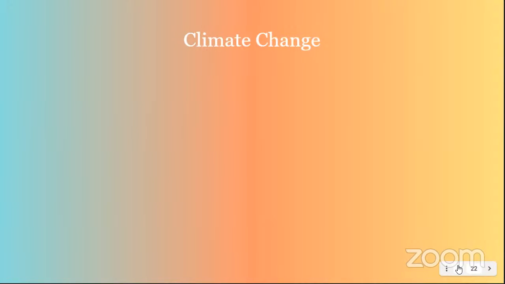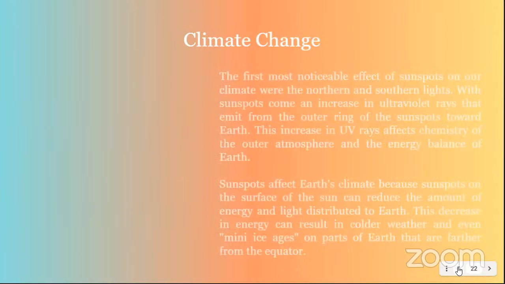The second effect is climate change. The first most noticeable effect of sunspots on the climate was the northern and the southern lights. With sunspots comes an increase in the ultraviolet rays that emit from the outer ring of the sunspot toward Earth. This increase in ultraviolet rays affects the chemistry of the outer atmosphere and the energy balance on Earth.